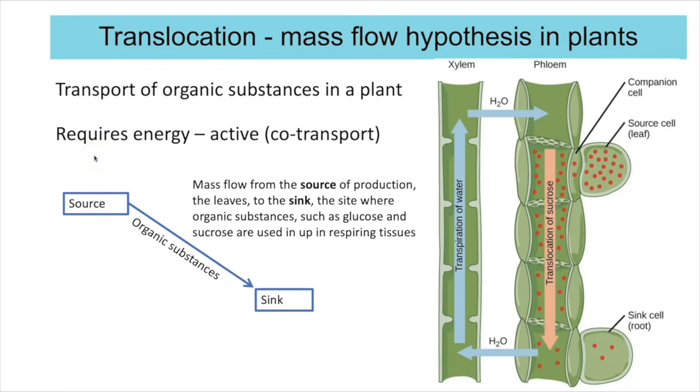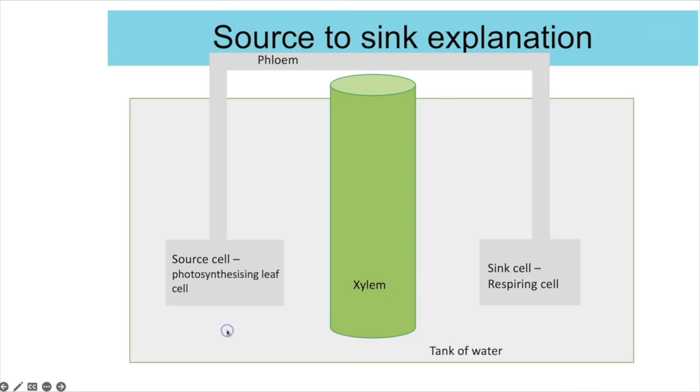So we're going to go through this mass flow or translocation from what we describe as the source, which is where these organic substances are produced, which is the leaves and photosynthesis, to the sink, which is what we call the cells which are going to be using the sugar. Now, although it says a root here in brackets, it is any respiring cell. So we're going to look at how those organic substances are transported from the source, which is where they're made, to the sink, which is where they're used.